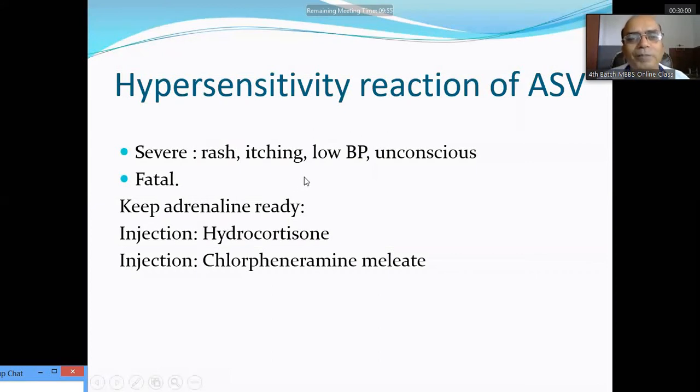So you have to keep 3 things ready. Adrenaline is one of the most important drugs to treat hypersensitivity reaction. You have to give adrenaline. It is better to give IV, but IV adrenaline can cause tachycardia, and you can give instead a subcutaneous route. You can pinch a little of skin and give it subcutaneously, instantly.